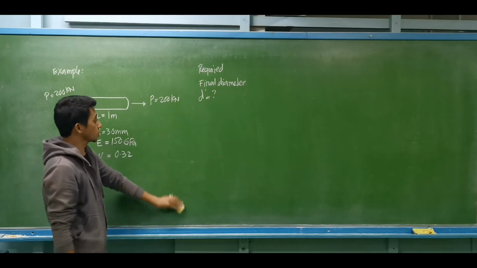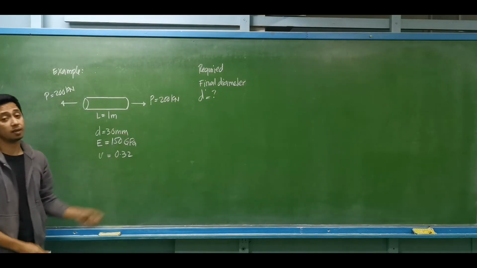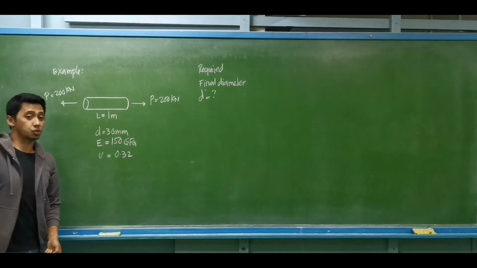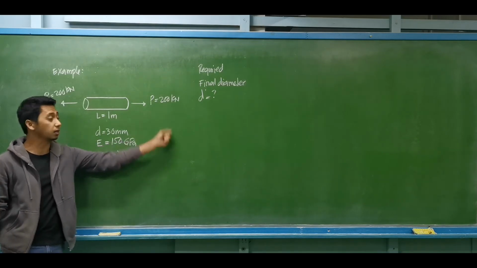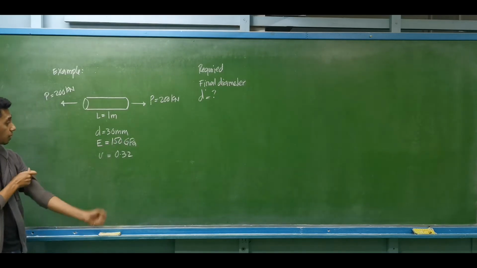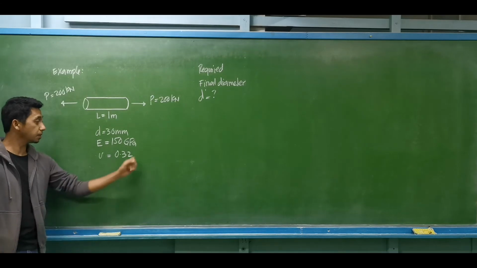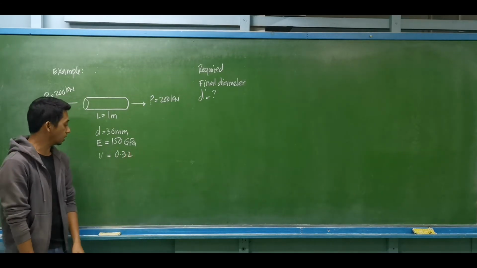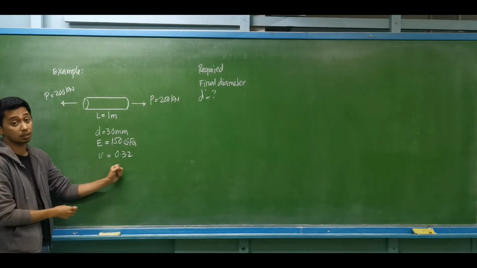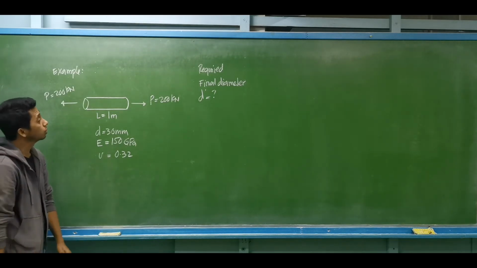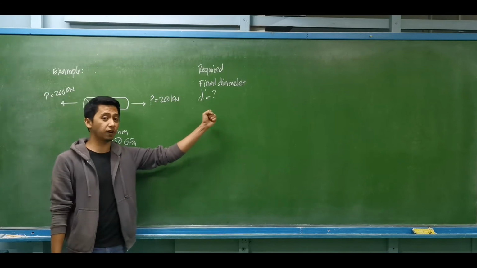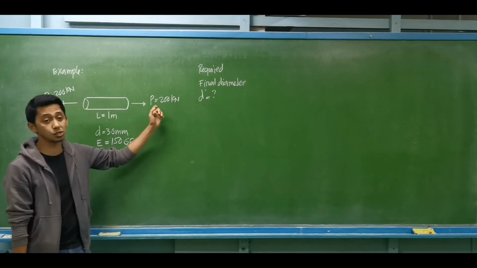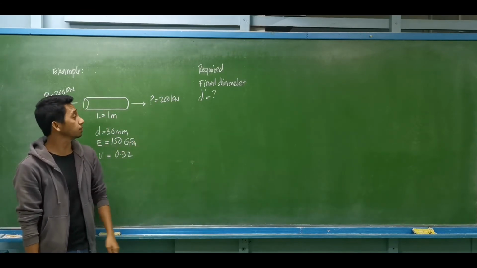So let's have this example. For example, we have this rod having a length of 1 meter that is carrying a tensile force of 200 kilonewtons. Let's say the properties, we have the diameter is equal to 30 mm, the modulus of elasticity of the material is 150 gigapascals, and let's say the Poisson's ratio of the material is equal to 0.32. So we are required to compute for the final diameter after the application of the tensile force.